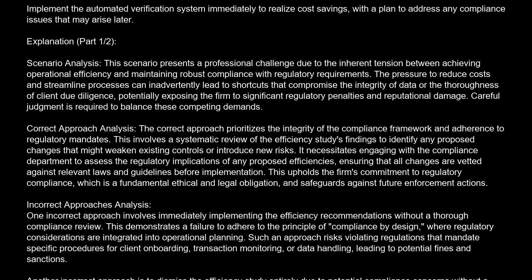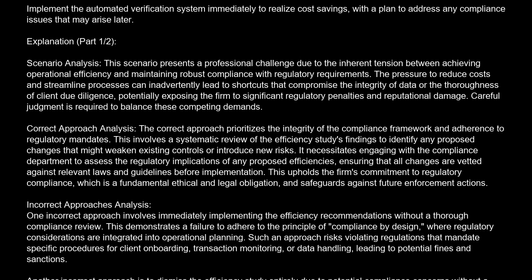This scenario presents a professional challenge due to the inherent tension between achieving operational efficiency and maintaining robust compliance with regulatory requirements. The pressure to reduce costs and streamline processes can inadvertently lead to shortcuts that compromise the integrity of data or the thoroughness of client due diligence, potentially exposing the firm to significant regulatory penalties and reputational damage. Careful judgment is required to balance these competing demands.